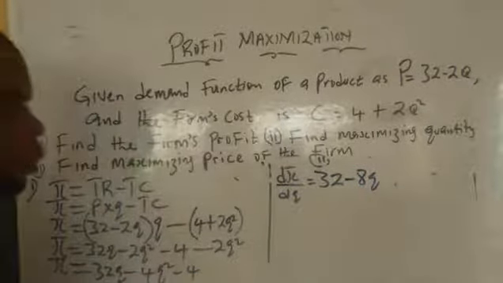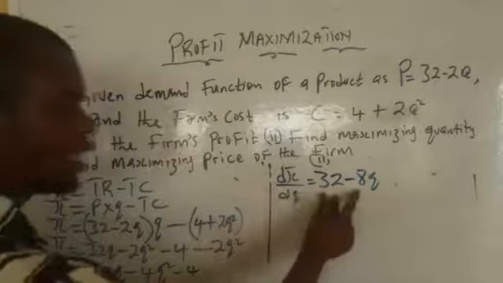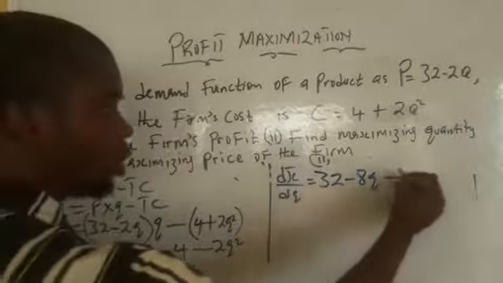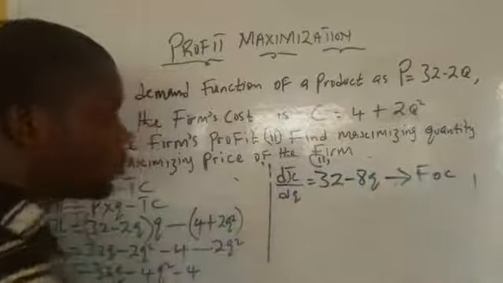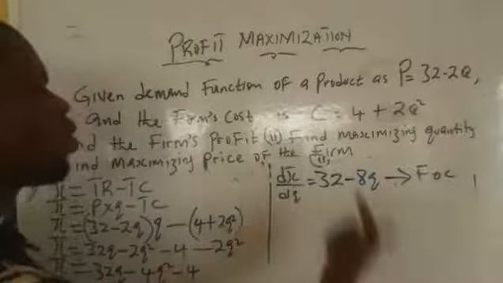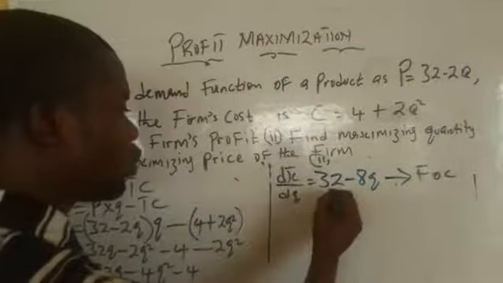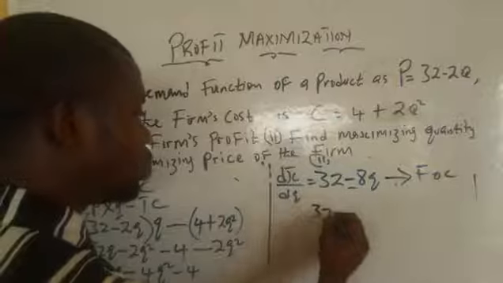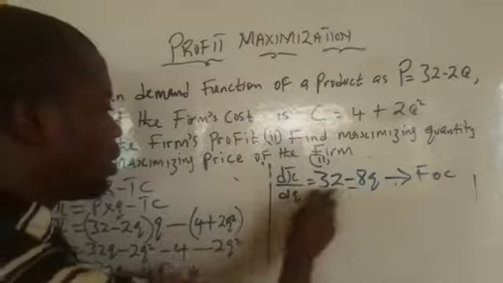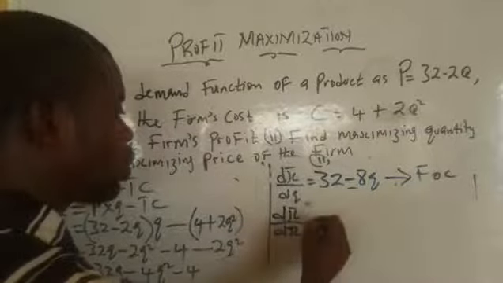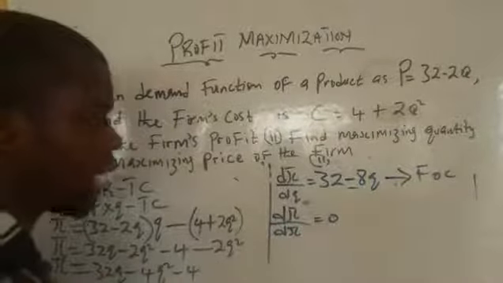So what are you going to do now? Since we have done the differentiation, which is the first order condition, FOC, what are we going to do now? We are going to equate that first order condition to 0. We make it equal to 0. We are going to be having the change in profit, which is the first order condition, must equal 0. Are you getting it now?